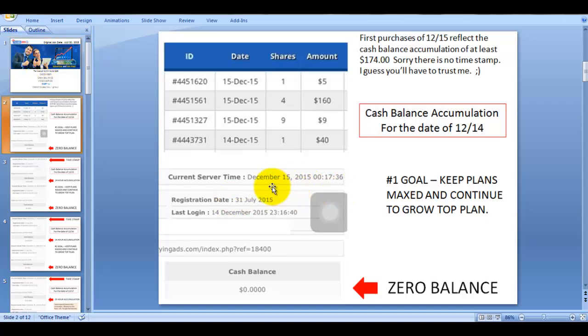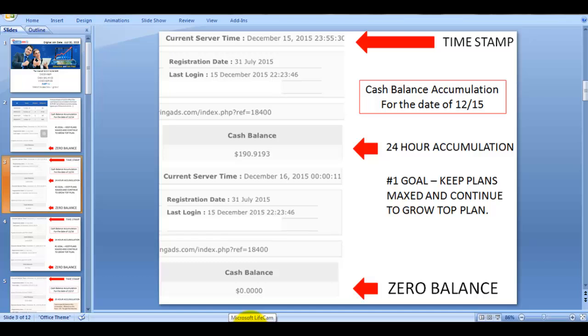And then here is the timestamp for the zero balance, having spent all of my money that I accumulated for the 14th. Okay, so now we're going to go to my next day, 12/15. You'll see up here at the top of the screen, December 15th, 23:55. So that's almost midnight, and almost ready to tick over to December 16th. You'll see that I accumulated $190.91, and then I have my zero balance here, 11 seconds into December 16th.